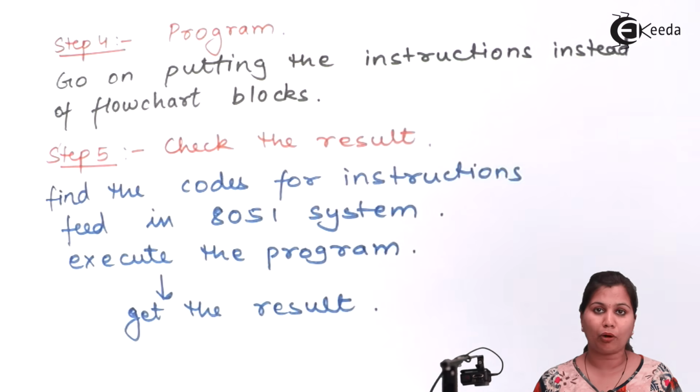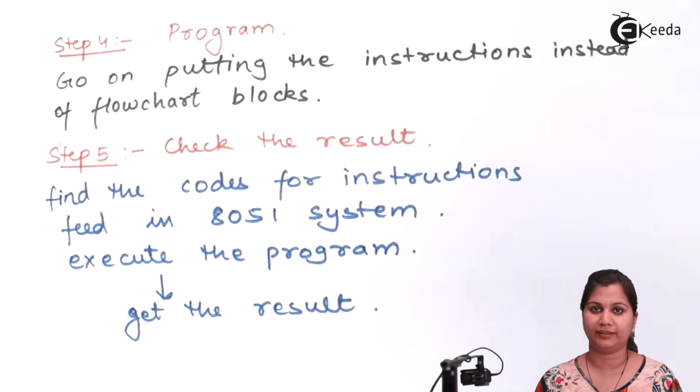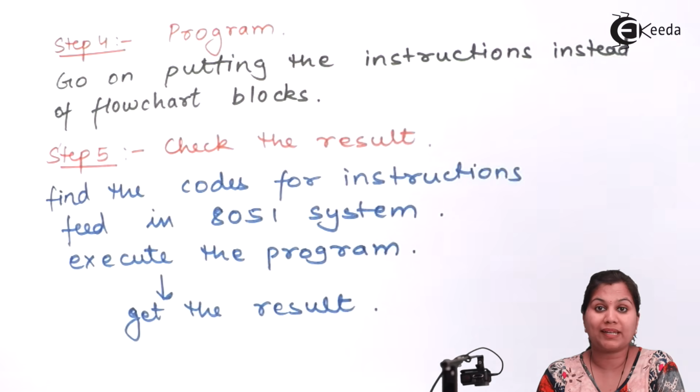First, define the problem which we have to solve. Second, find the solution plan. Then third, draw the flow chart. In the fourth step, write the program, and in the fifth step, check the result. So I hope that this topic, programming steps in 8051 microcontroller, is now clear to you.